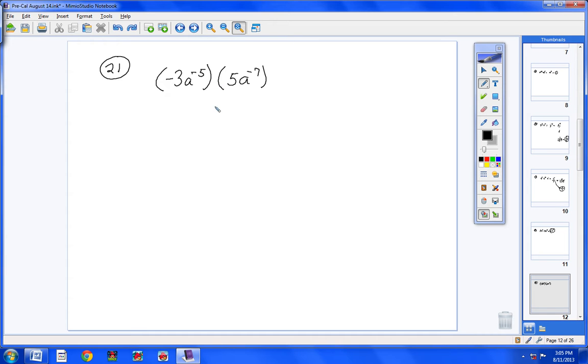Okay, this will be a little more difficult, so please pay attention. We have negative 3a to the negative 5th, 5a to the negative 7. Now we're multiplying these. They're side by side. So the first thing I do is I multiply my coefficients, my negative 3 and my 5. And that would give you a negative 15. Does everybody see where the negative 15 came from?